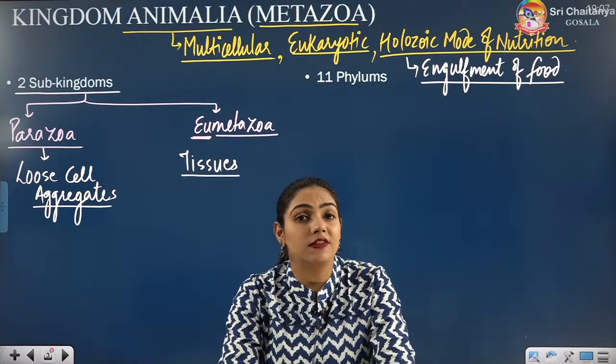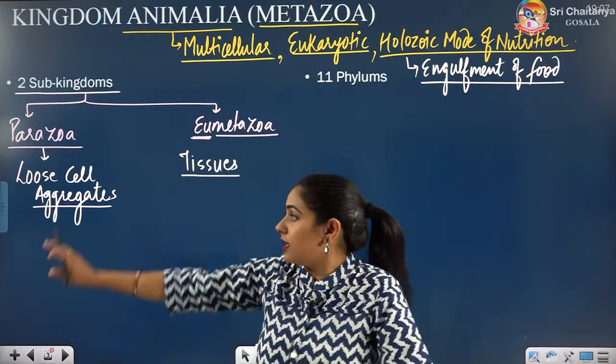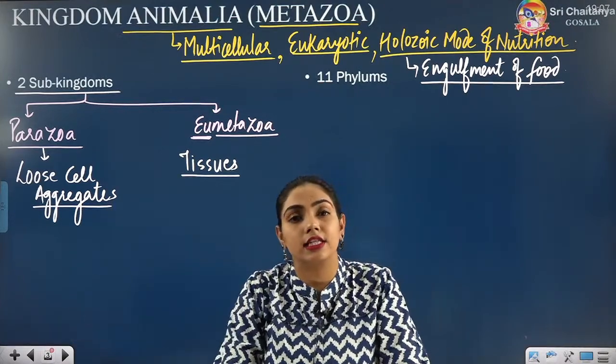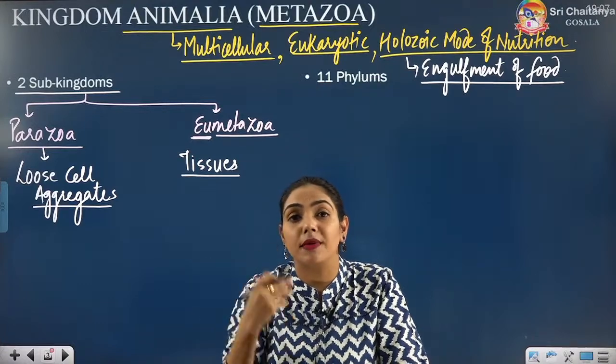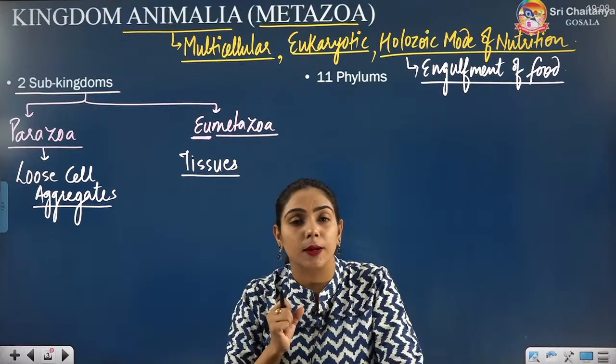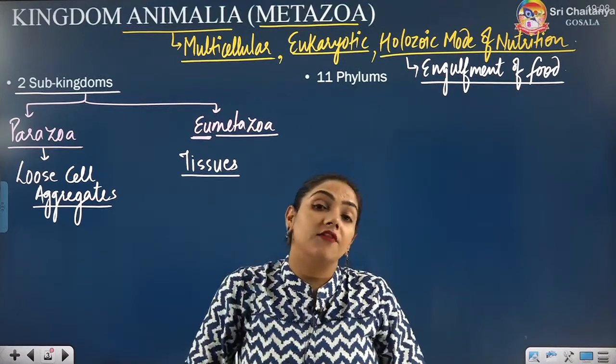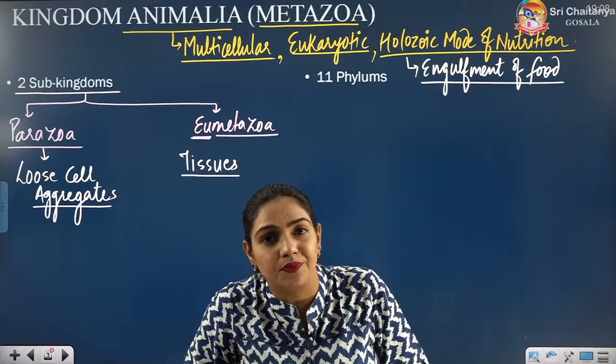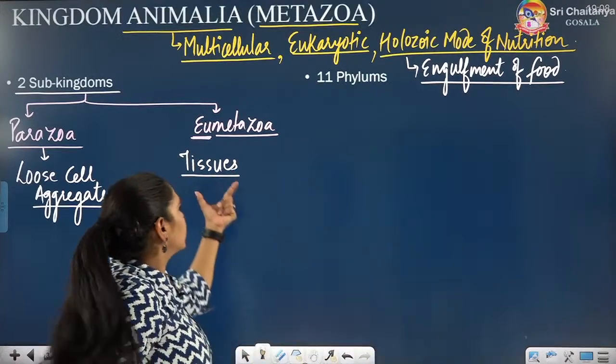But in case of cell aggregate body plan, in case of loose cell aggregates, all these cells are performing different functions. They are of different structure. So this group of cells, we cannot call it a tissue. Alright. So what is a tissue?